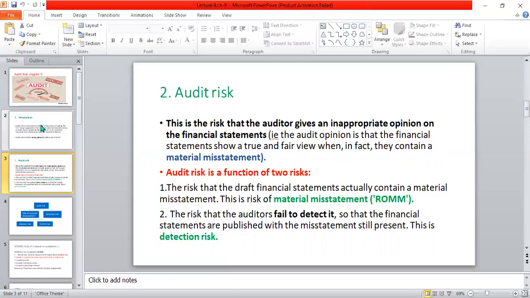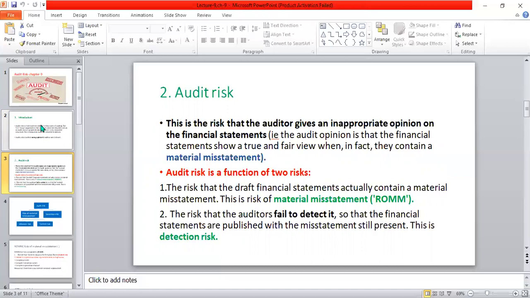So this means that it is not true and fair, and just because of this material misstatement, the audit risk occurred in the public document, in the public report of an audit. So because of this, the auditor has a high risk because he is generating a wrong opinion and writing a wrong report about the financial statements of an entity.